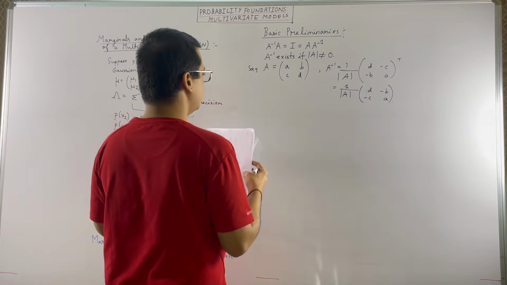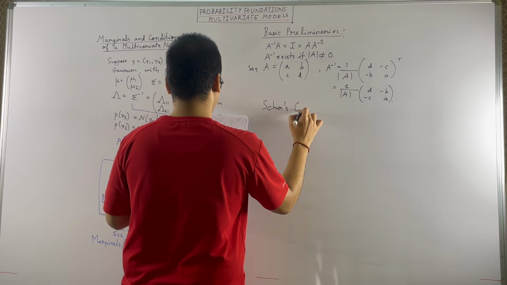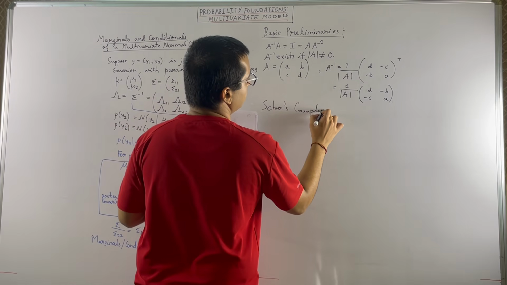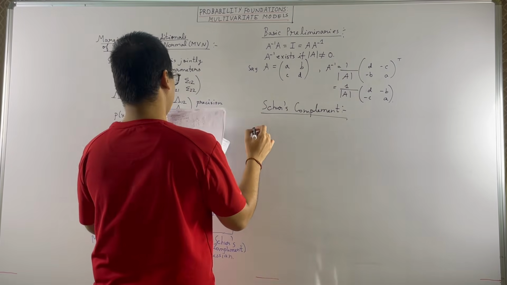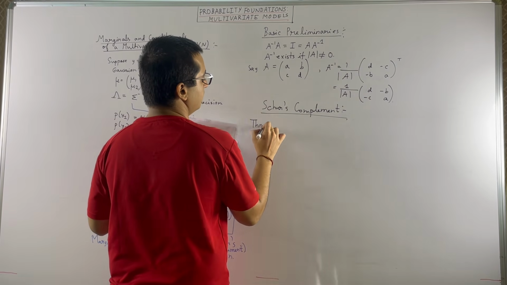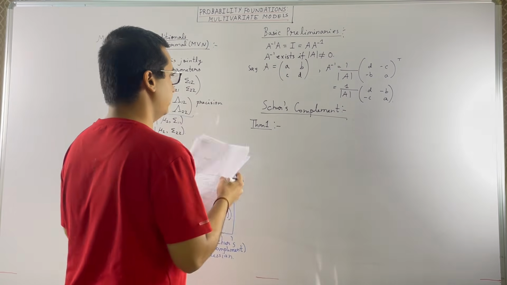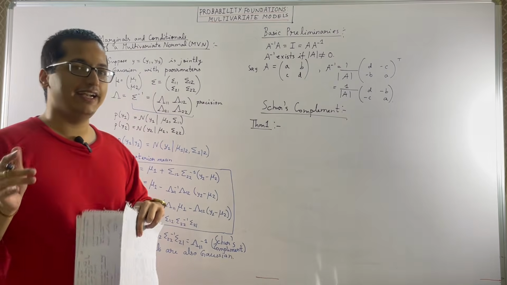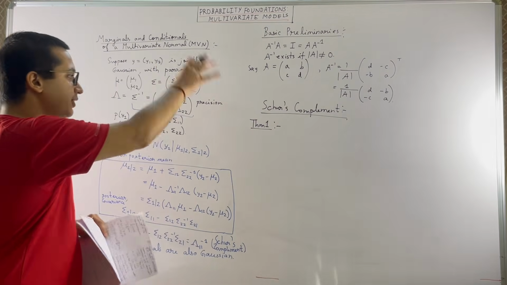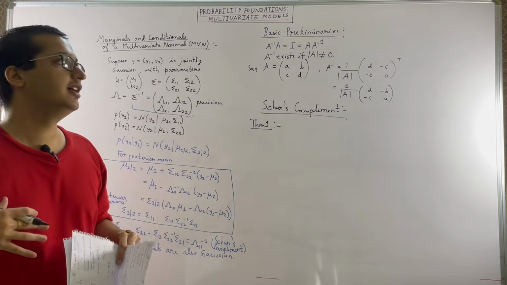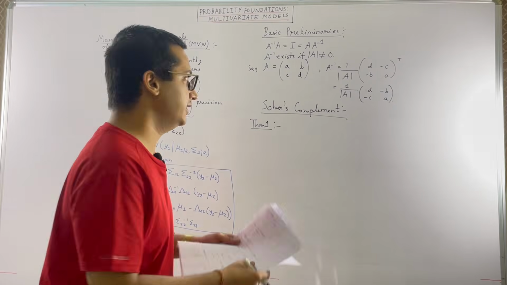So first is the Schur's complement, all right, and here we have Theorem 1: the inverse of a partitioned matrix, all right. Now why are we doing this? It will not seem intuitive now, why I am taking the Schur's complement and all, but you will see the bigger picture by the end of this lecture, okay.